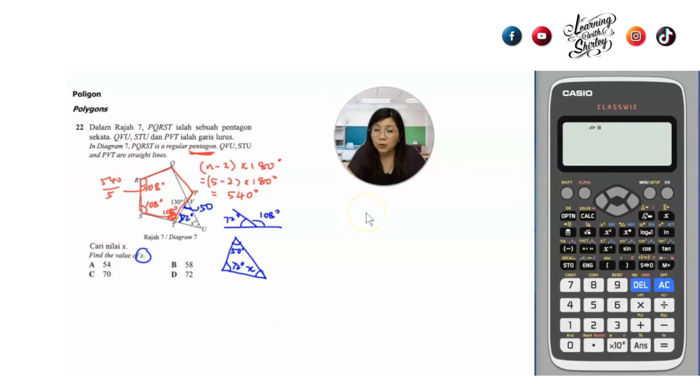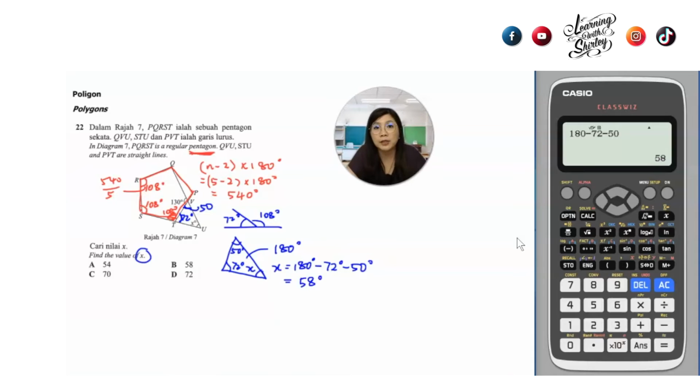As we all know, the sum of angles of a triangle is 180, right? So in order to get what is x, I'm going to use 180 minus the other 2 angles. So minus 72 degrees and minus 50 degrees. Let's see what we get. So 180, let's use a calculator. Minus 72 and minus 50. And then we'll get 58. So x equals 58.